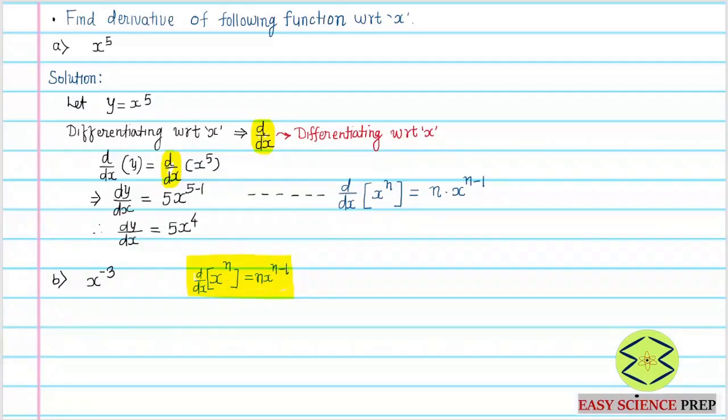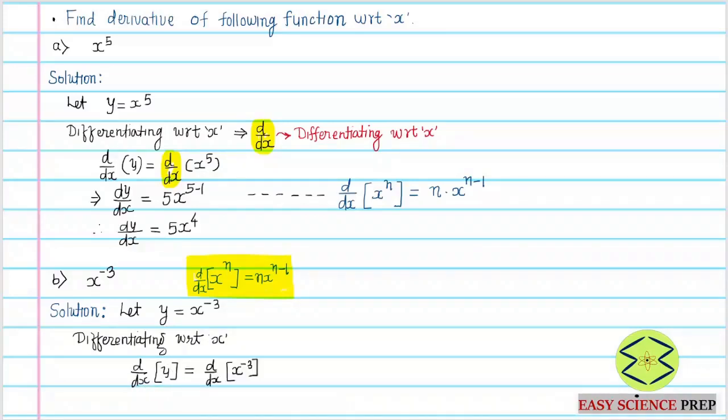The procedure is again the same. We write the solution: let the given function be y, and then we differentiate with respect to x. This procedure you have to follow, differentiating with respect to x, and whenever you differentiate you introduce dy by dx, which means differentiation with respect to x on both sides. This is nothing but dy over dx, and I'll be using this result, friends. Here n is minus 3, so x raised to minus 3 becomes minus 3 x raised to n minus 1, which turns out to be minus 3 x raised to minus 4. So this way you can find the differentiation of x raised to minus 3.